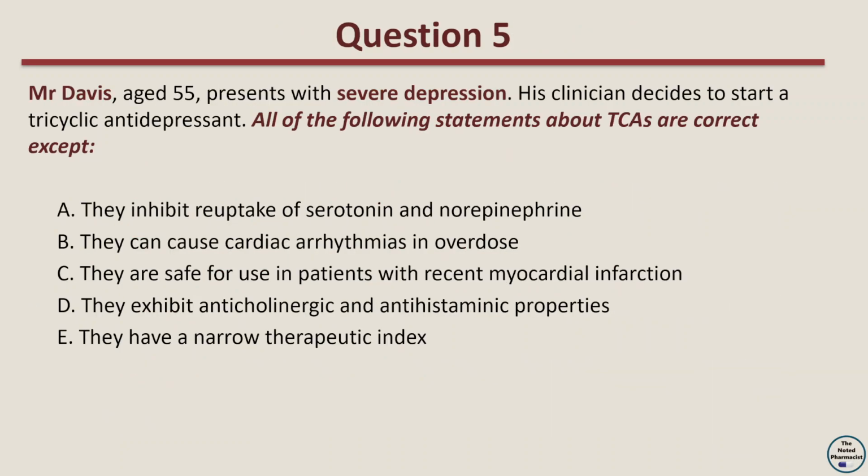Question 5. Mr. Davis, aged 55, presents with severe depression. His clinician decides to start a tricyclic antidepressant. All of the following statements about TCAs are correct except: Option A, they inhibit reuptake of serotonin and norepinephrine. Option B, they can cause cardiac arrhythmias in overdose. Option C, they are safe for use in patients with recent myocardial infarction. Option D, they exhibit anticholinergic and antihistaminic properties. Option E, they have a narrow therapeutic index.